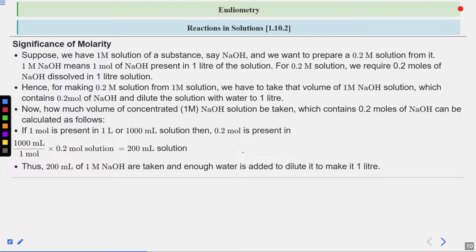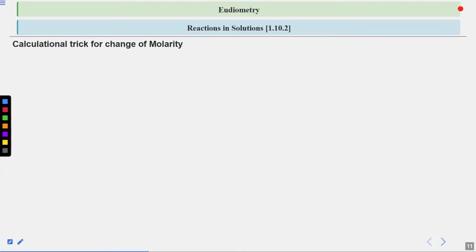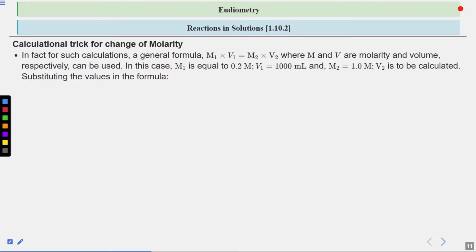What is that trick? That trick is very simple. Listen very carefully. It's very important. You will use this formula everywhere. So suppose you have the initial molarity as 1 molar, and initial volume, which is 1000 ml or 1 liter. The final molarity is what? The final molarity is 0.2.